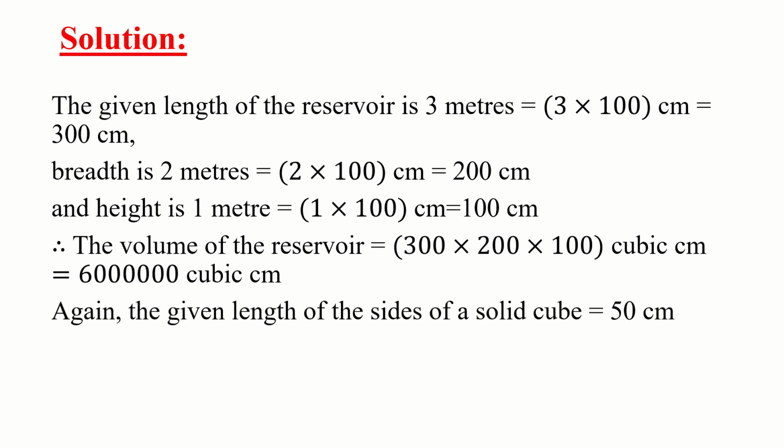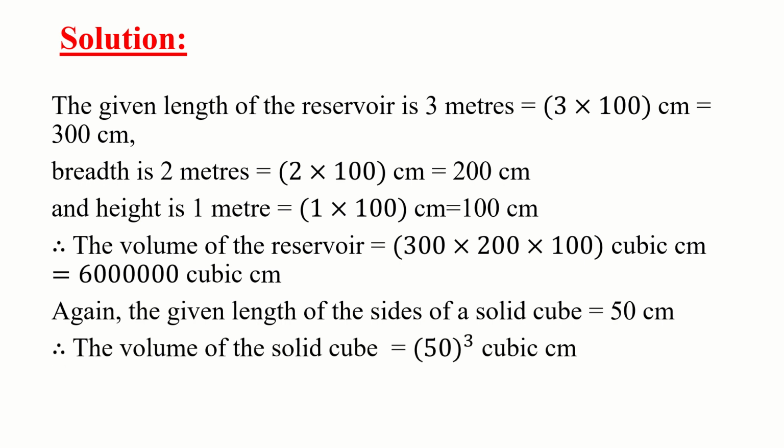Again, the given length of the sides of a solid cube is equal to 50 centimeters. Therefore, the volume of the solid cube is equal to 50 cubed cubic centimeters. This is equal to 1,25,000 cubic centimeters.